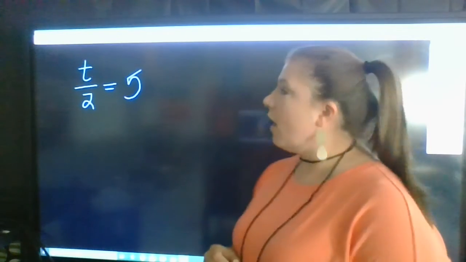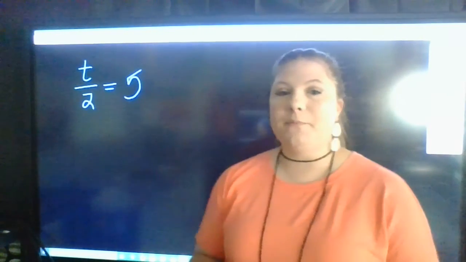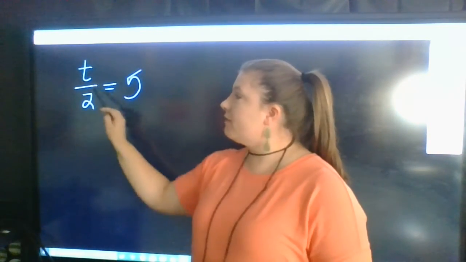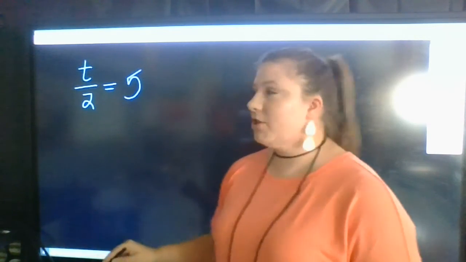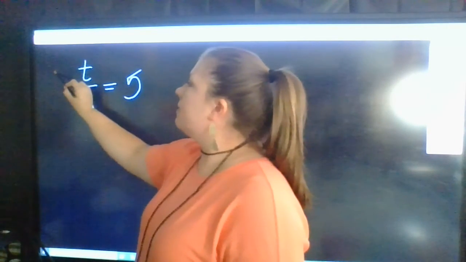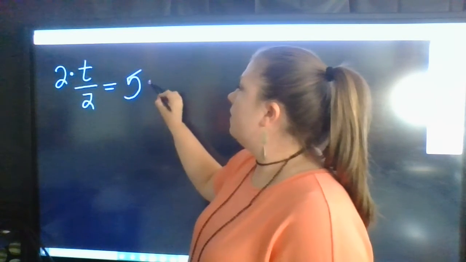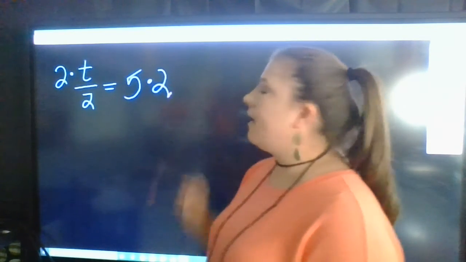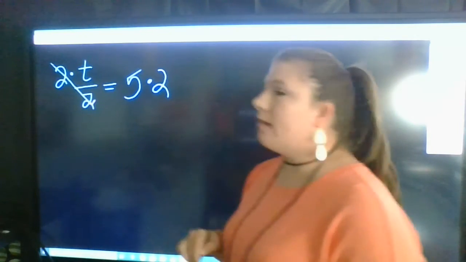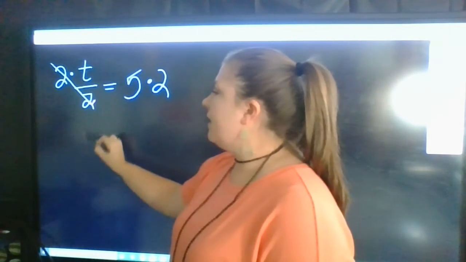All right, the next one, t divided by 2. t over 2 equals 5. Well, the inverse operation of division is multiplication. So I'm going to multiply 2 on both sides of my equation. So these 2's now cancel out. I have my t isolated.